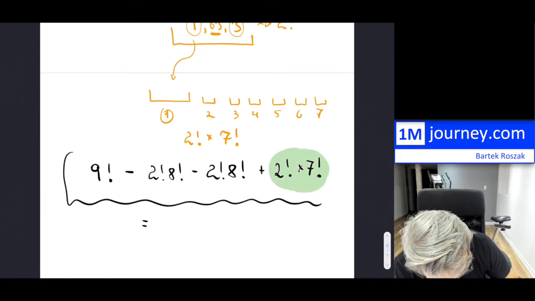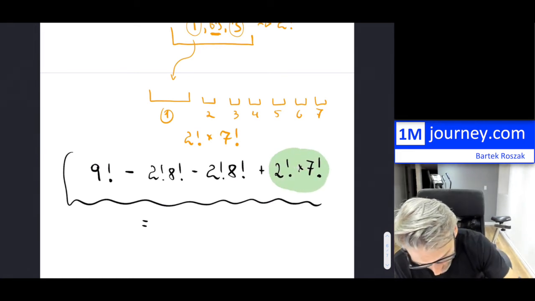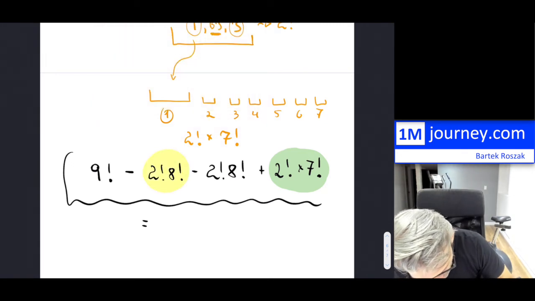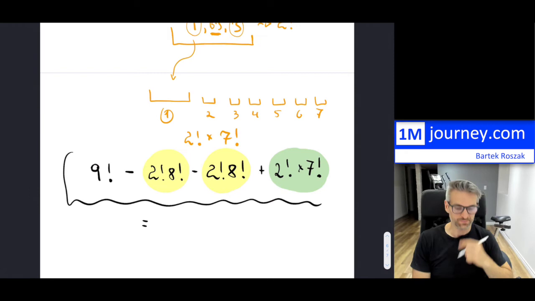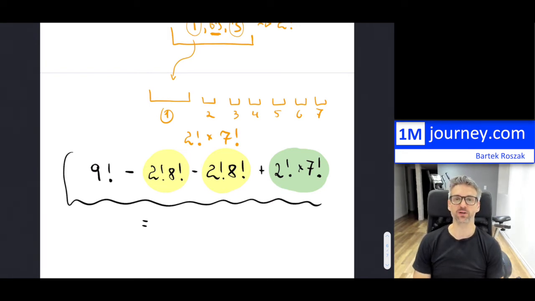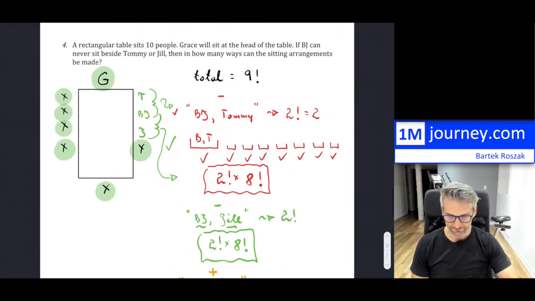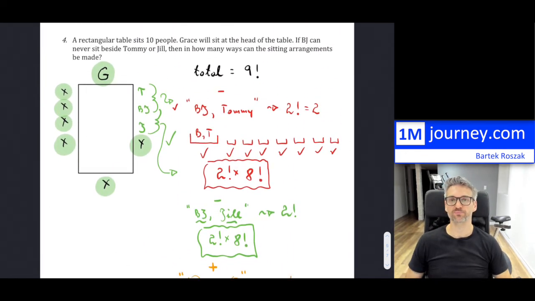The reason we're doing that is because we have actually subtracted it 2 times here, when BJ is kind of stuck in the middle between Jill and Tommy. So we have to be careful with that. So that's another really nice example for this organized counting.